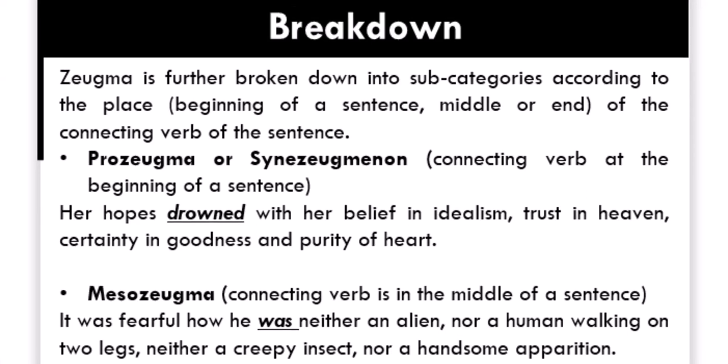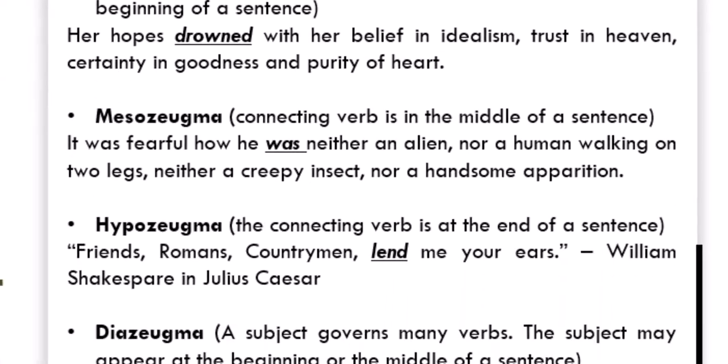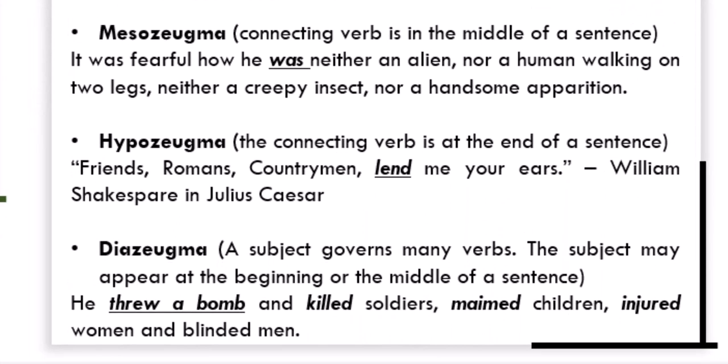Okay, then we have the next one, hypozeugma. Hypozeugma has to do with the connecting verb being at the end of the sentence. Friends, Romans, countrymen, lend me your ears, is actually an excerpt from William Shakespeare's Julius Caesar. I think we have the one called diazeugma, whereby a subject governs many verbs.